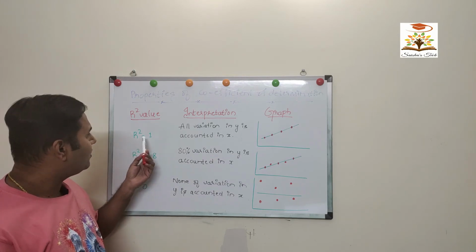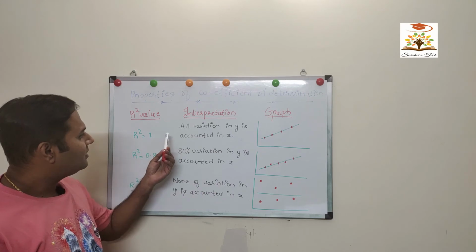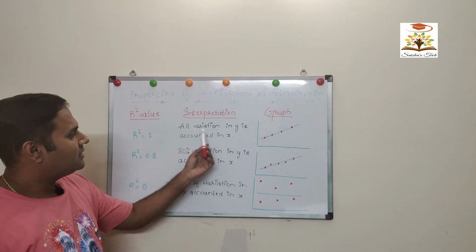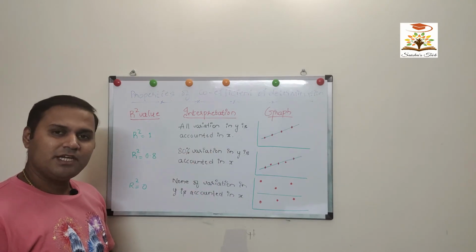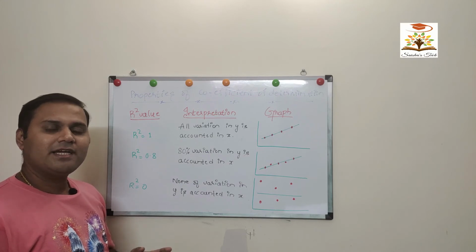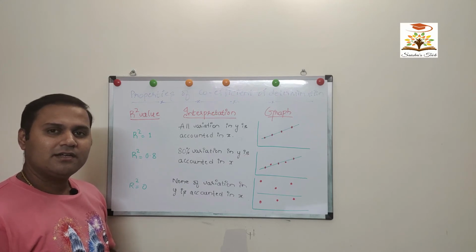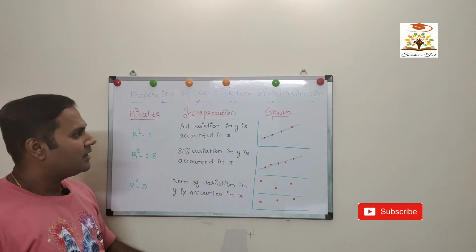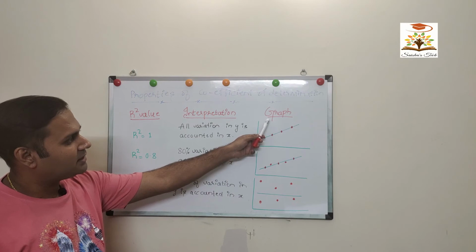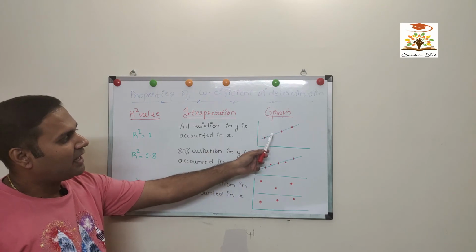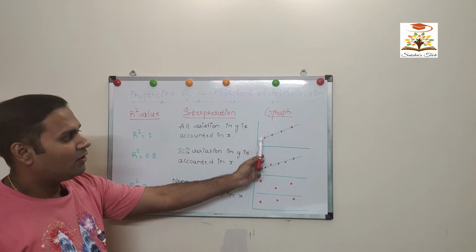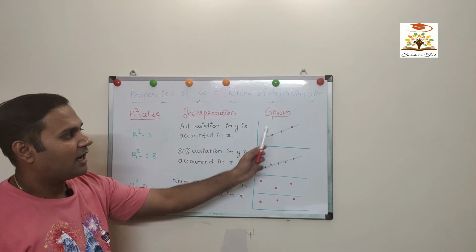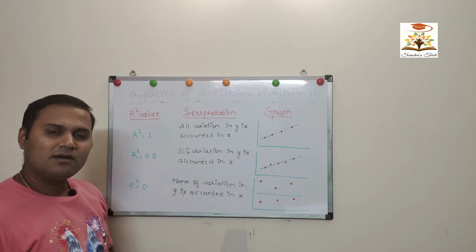If R-square is equal to 1, then all the variation in y is accounted for by x, which means the variable y is completely explained by variable x. As you can see in the graphical presentation, if the bar is x, then all the y elements are representable on x.